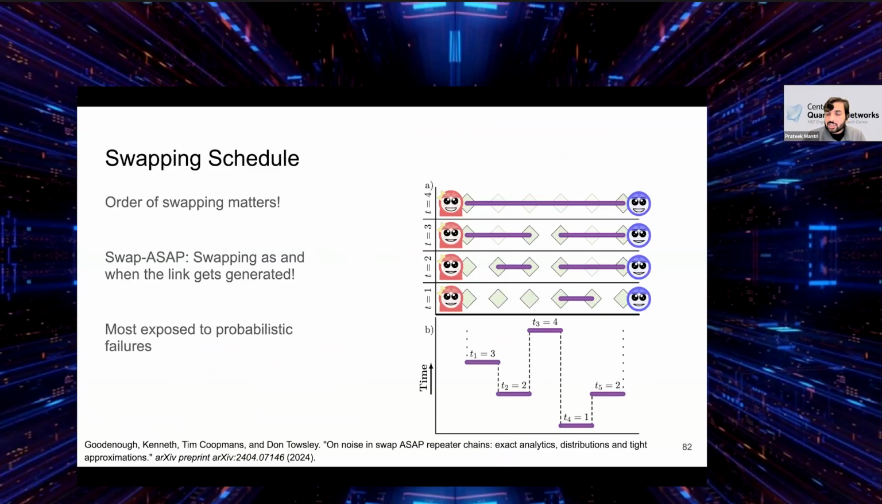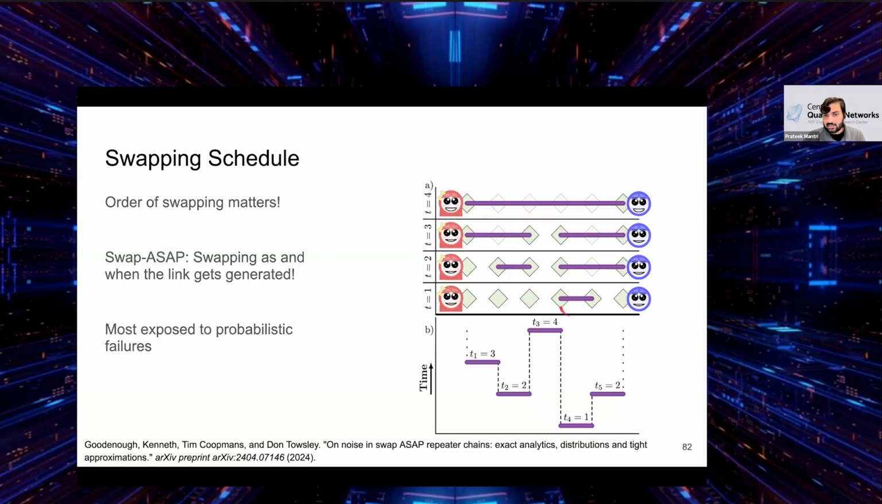Now, the schedule of swapping matters a lot. So far we saw the three two-way repeater schemes. We saw the zeroth generation, the first generation, and the second generation. On a different note, now we are seeing how and when to do swapping when we have multiple repeaters. So let's take a scenario like this. This is what is called swap ASAP. So whenever a link is created, let's say we want to connect Alice to Bob and we have all these different repeaters in the middle.